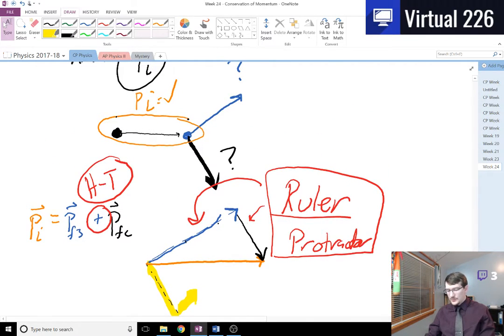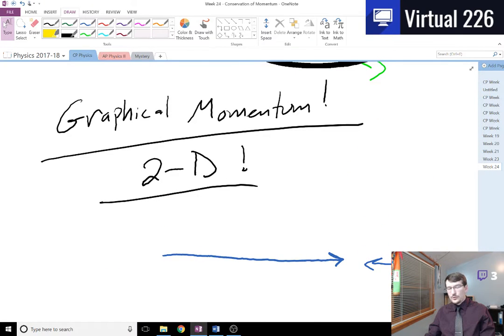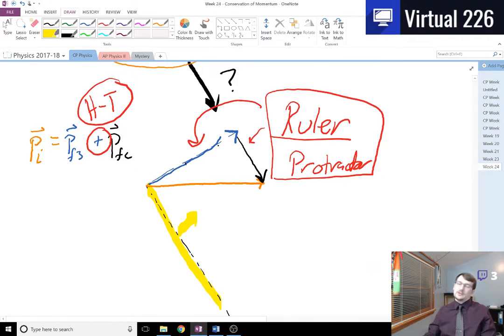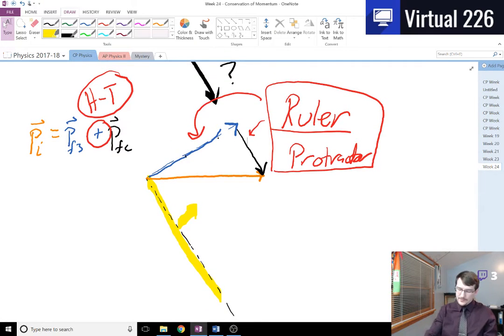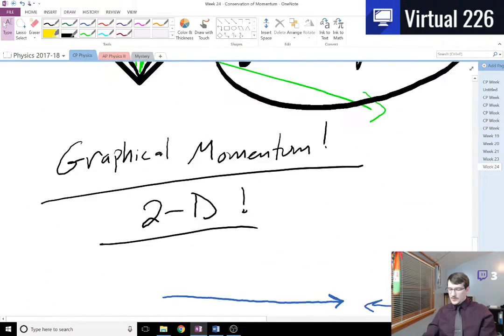Hopefully that was a quick overview of what we've done in class regarding graphical momentum in 2D. We're just plotting things and graphing them so that the initials once again equal the finals, and there's nothing crazy there. I hope that helped. Hope it was a little head start, or if you missed class, you can catch up with that.